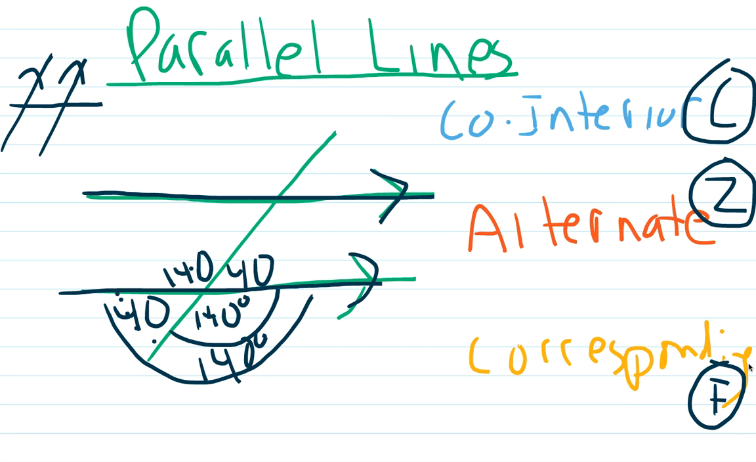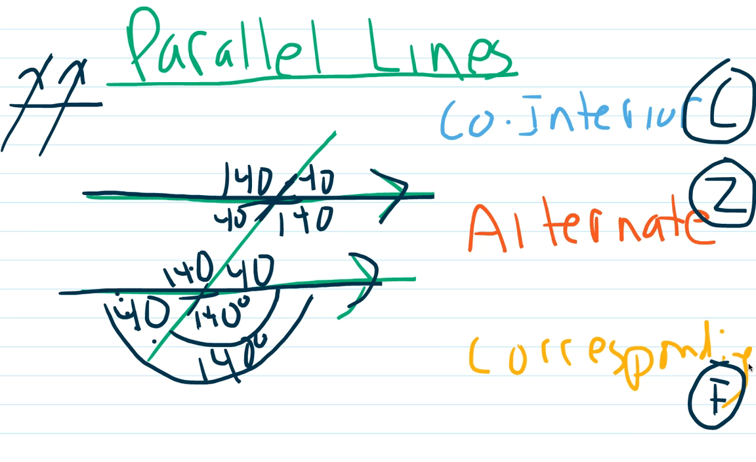And then the nice thing about these is that this intersection up here is identical to this one. So I can just copy it down. 140, 40, 40, and 140. So there's some patterns we need to know.